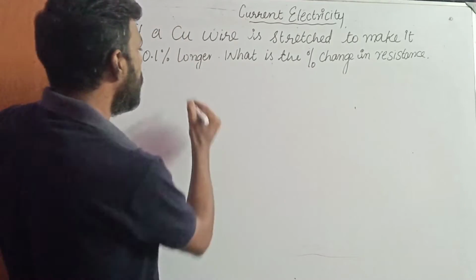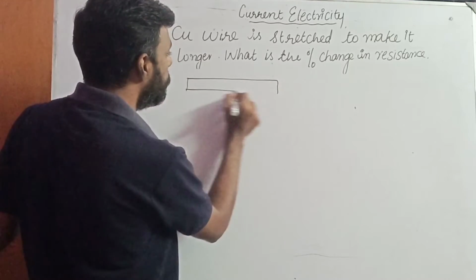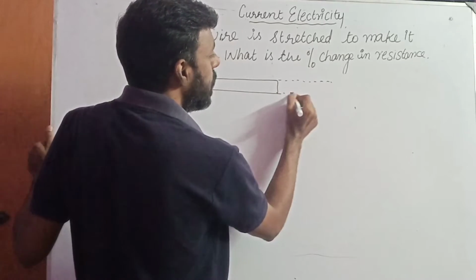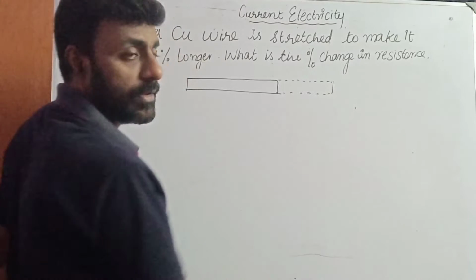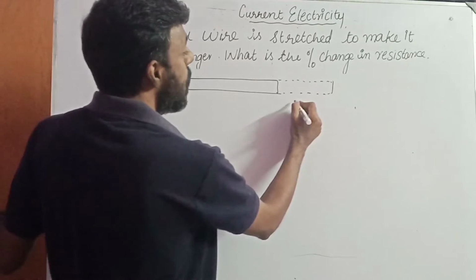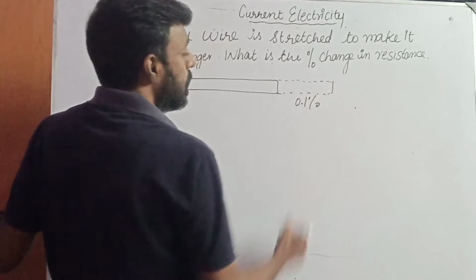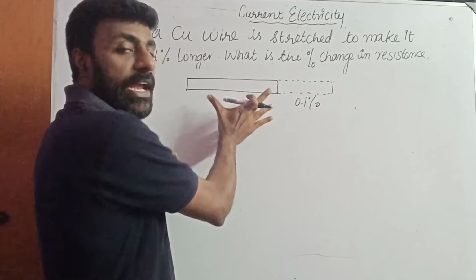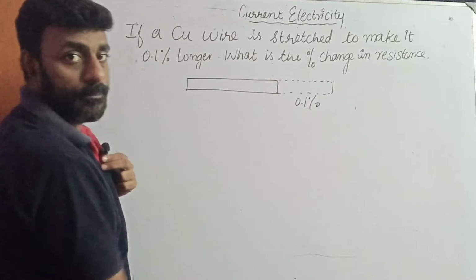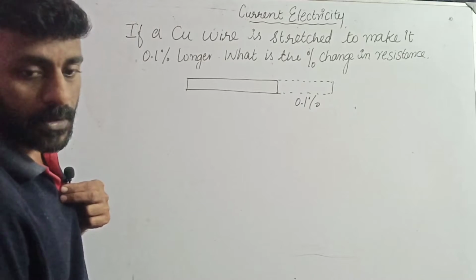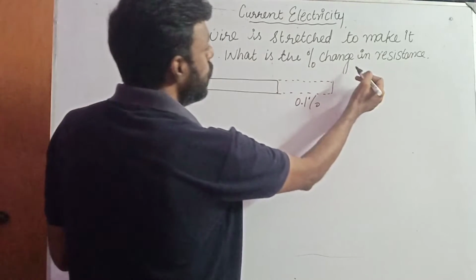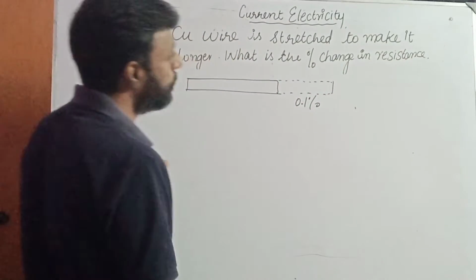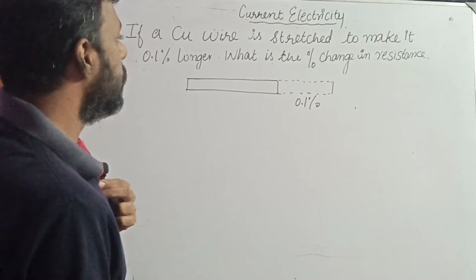Let us assume that this is a copper wire. They are elongating this copper wire by a small length. That length is given in percentage as 0.1 percentage. It is given as 0.1 percentage of elongation applied to the initial length of this copper wire. So now we need to find the percentage change in resistance. What are we supposed to do?